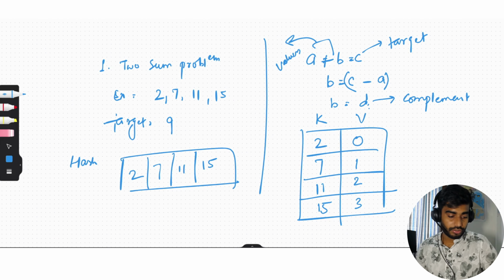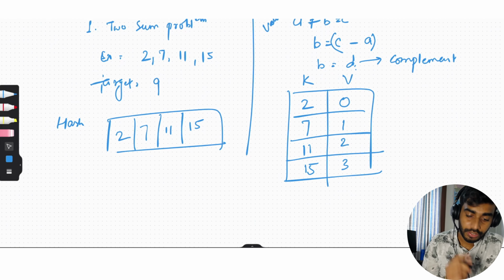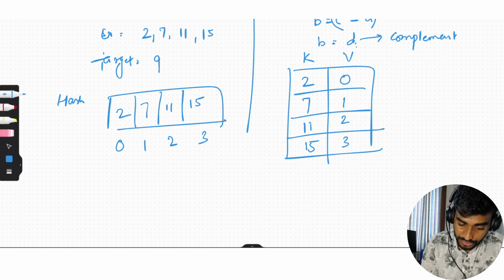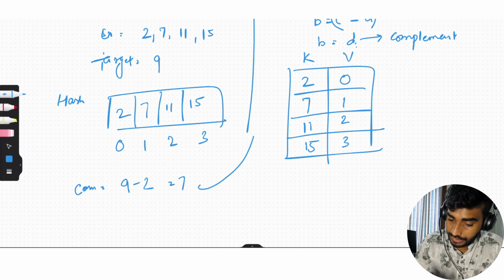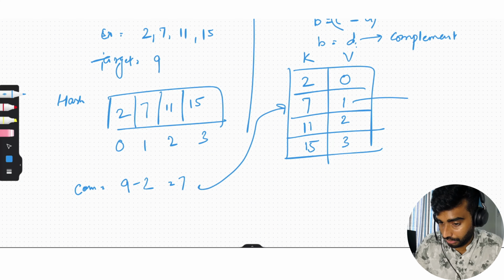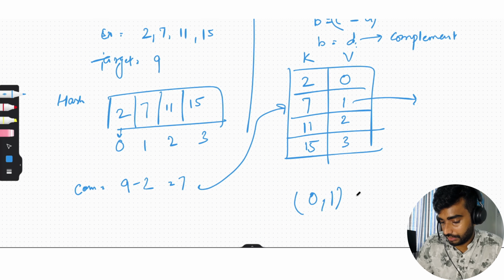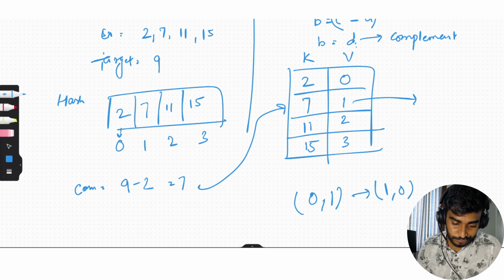So the logic now is, you have to iterate through 0, 1, 2, 3, and check the complement, which is C minus A. So for 2, the complement will become 9 minus 2, that is 7. Is it available in the hash map or not? If it is available in the hash map, just return the value for that. And the output will be the indices: 2 is 0, and the index in the hash map you got is 1. So 1, 0 or 0, 1, both can be your answer.